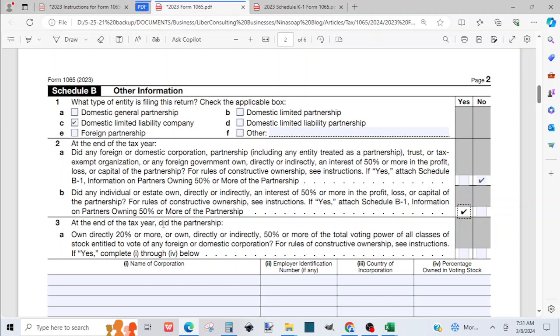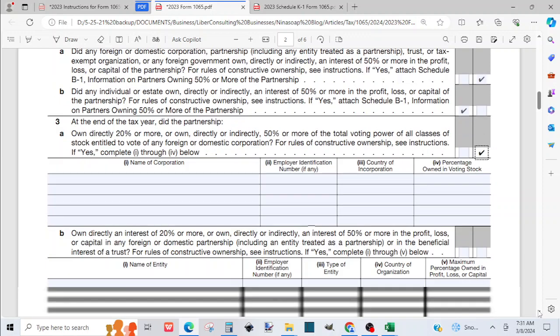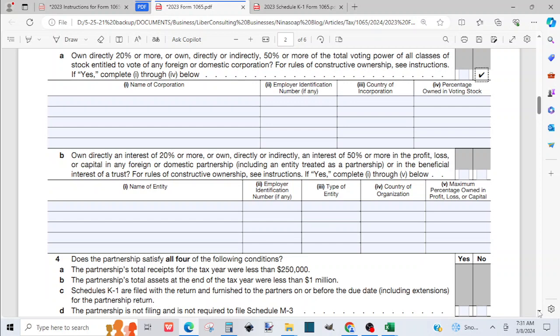At the end of the year, did the partnership own 20% or more of any other corporation or foreign entity? The answer is no. If it's yes, then you will complete the bottom table. Does it own directly an interest of 20% or more, or directly or indirectly an interest of 50% or more, in any other domestic or foreign partnership? No.